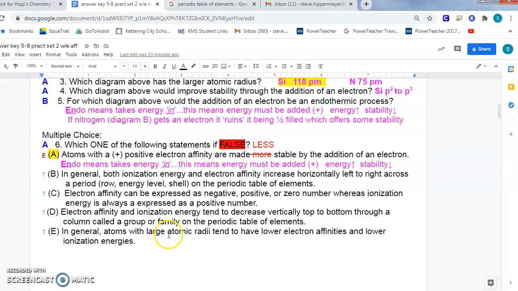And finally, E, atoms with large radii have lower affinities and lower ionization energies. Absolutely true. The bigger you are, the easier it is to steal electrons. The bigger you are, the worse you are at attracting electrons, which is what affinity measures. Next video, we'll pick up from here.